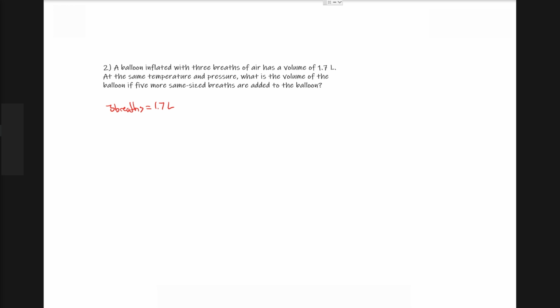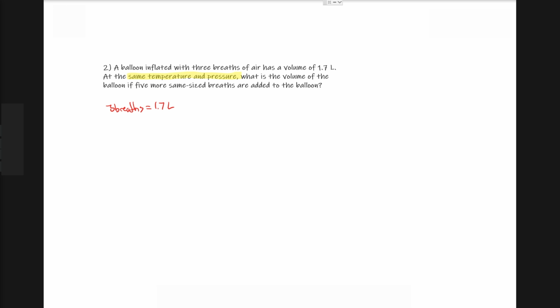Now, it says right here that at the same temperature and pressure. So that means that temperature and pressure are being held constant. What is the volume of the balloon if 5 more same-size breaths are added to the balloon? So we know that temperature and pressure are being held constant. So really all that we have to worry about here is the liters. And some of you may look at this and it jumps right out, oh, we need to divide 1.7 by 3 because there's 3 breaths.